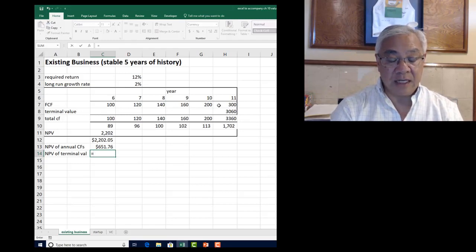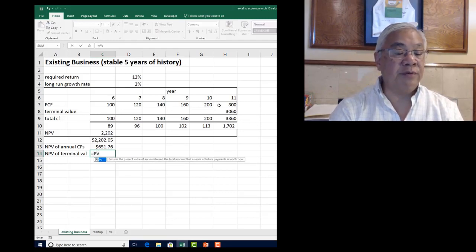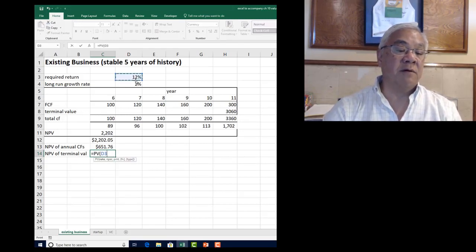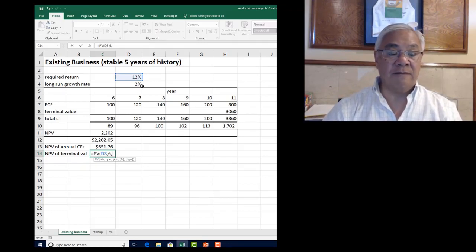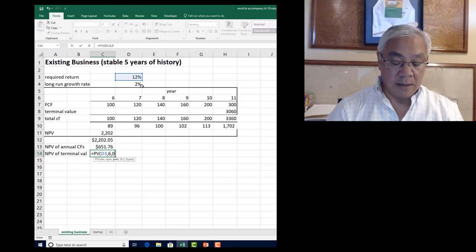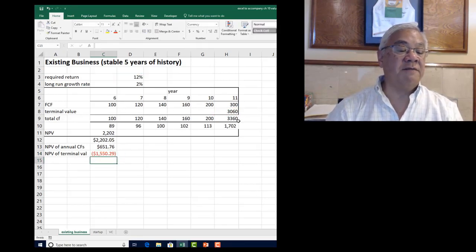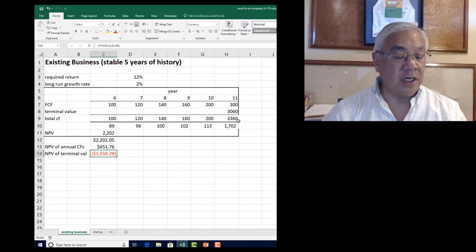Next, we get the net present value of a single factor, so that we can use the PV, since there's only one cash flow, equals PV, open parens. What's the rate? 12%, comma. What is the number of periods? The number of periods is 6, comma. And what is the payment? There are no payments. It's just 1 at the very end, comma. 0, so 0, comma. And then you say, what is the future value? That is the terminal value, close parens, and we get 1550. I'm going to change the sign.